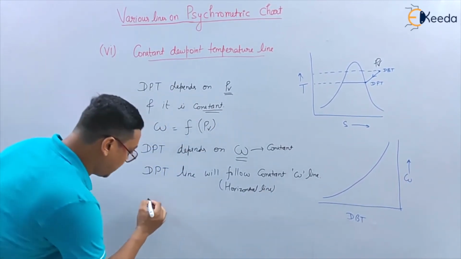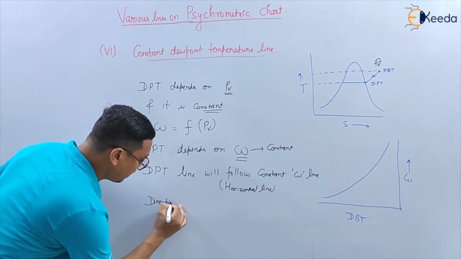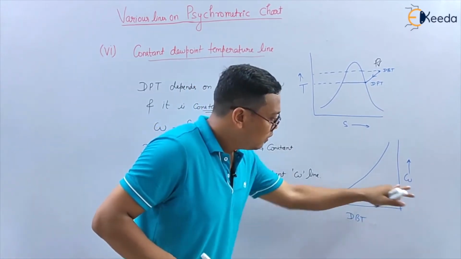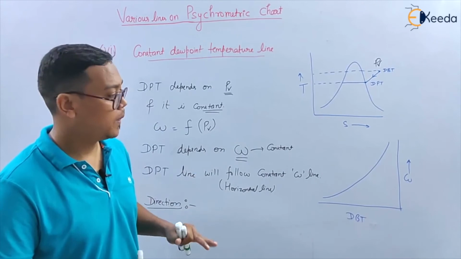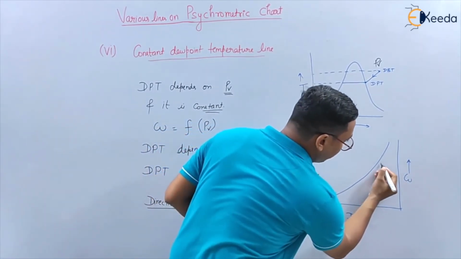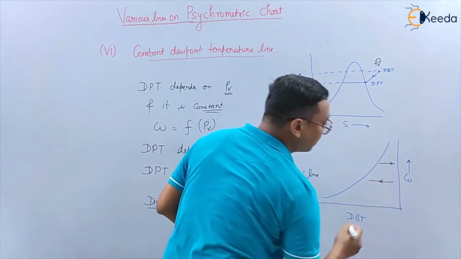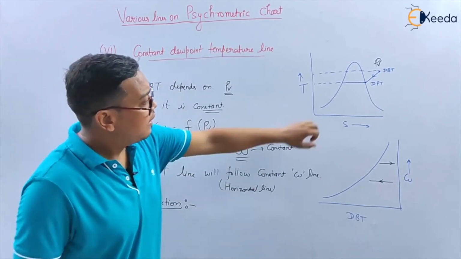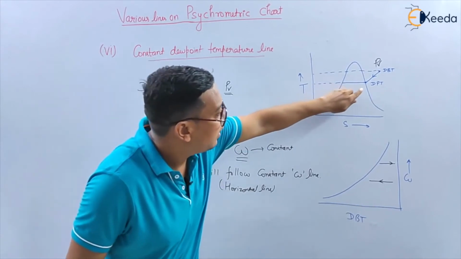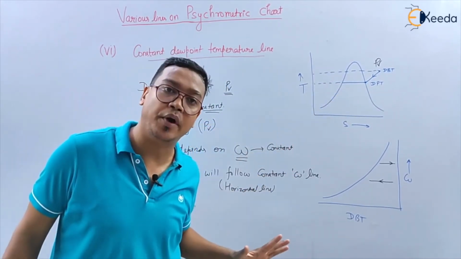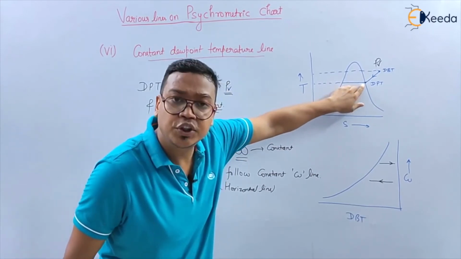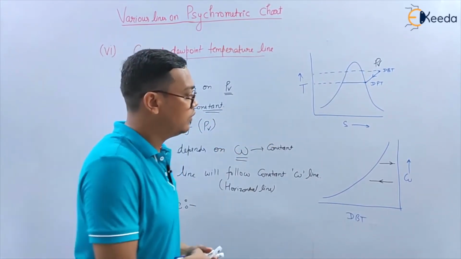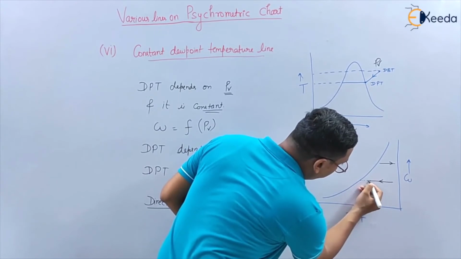Now we will see the direction. In which direction will this line travel or follow? The dew point line will follow like this or like this? That we have to see. We know that the dew point temperature is at the saturation point. So dew point temperature is on the saturation curve. That means at this point, if I draw at this point.